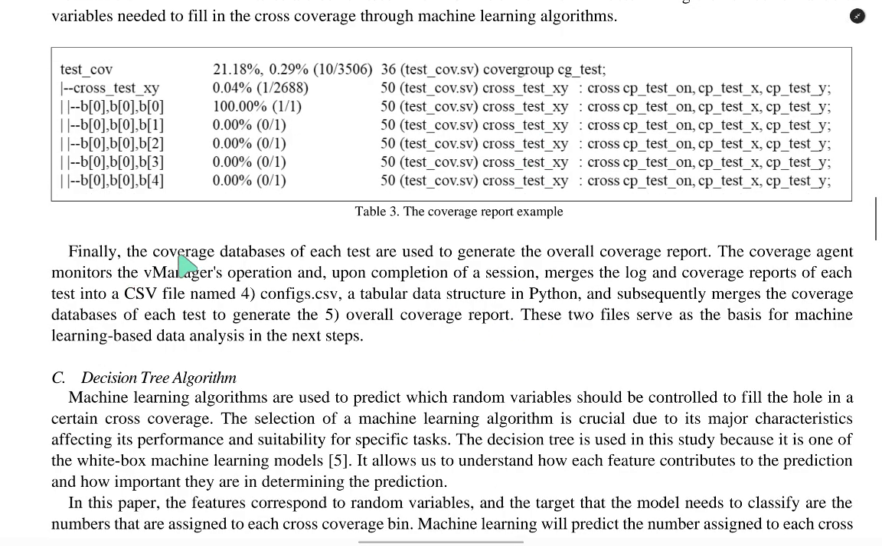Finally, the coverage database of each test is used to generate the overall coverage report. The coverage agent monitors the manual operation, and upon completion of a session, merges the log and coverage report of each test in a CSV file named config.csv, a tabular data structure in Python, and subsequently merges the coverage database of each test and generates the overall coverage report. These 2 files serve as the basis of the machine learning-based data analysis in the next step.